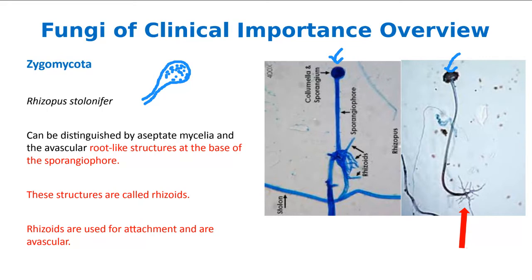What the giveaway is for this particular organism is at the red arrow. Those things that look like roots are not roots. They are rhizoids. And rhizoids for this organism are used for attachment, right? So usually roots are conductive. That means that water and nutrients will go through them. These are not conductive. They're just simply used to attach to whatever these organisms are growing on, okay?